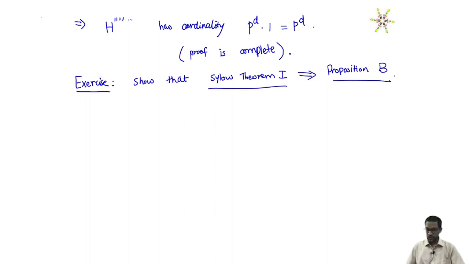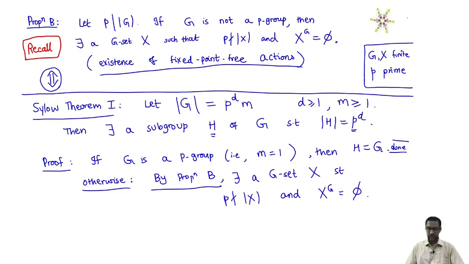So what does proposition B state? If G is not a p-group, then you should somehow construct a set X on which the group acts without fixed points. And to do that, you have to use the Sylow subgroup. If G is given to be a non-p-group, look at the p-Sylow subgroup of that group and use the group and the subgroup to somehow construct this set X on which the group acts without fixed points. It's a very interesting and useful exercise, and I hope you will try your hand at it.